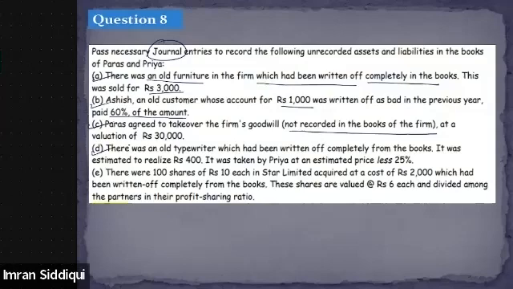Okay, moving on to the fourth adjustment, there was an old typewriter which had been written off earlier. Now we are able to realize 400 on account of sale of such typewriter, and it was taken over by Priya at a price less 25%. And adjustment E says there were 100 shares of rupees 10 each in Star Limited acquired at a cost of rupees 3,000, which had been written off completely from the books. These shares valued at 6 rupees each and divided among the partners in their profit sharing ratio.